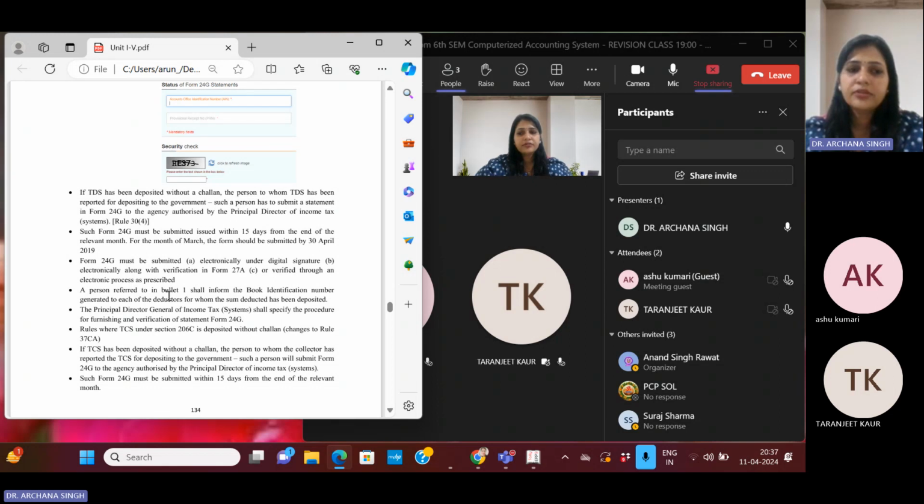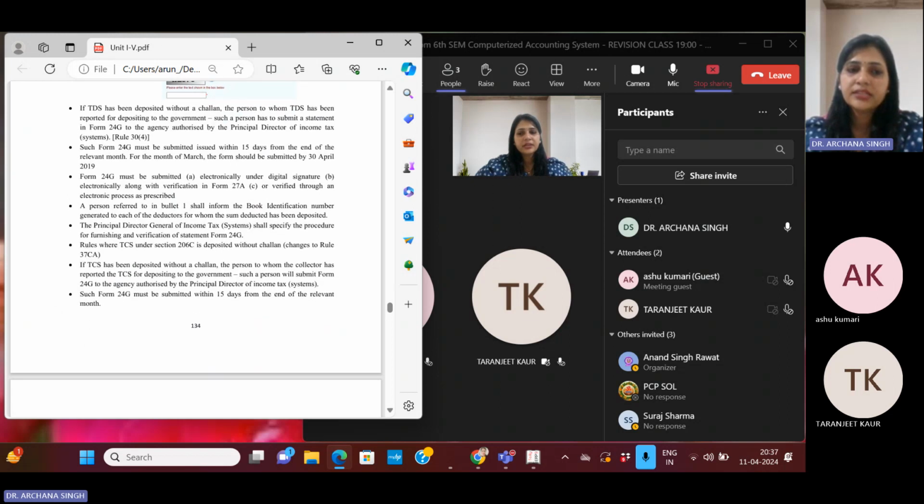Then जो person referred to in bullet 1 shall inform the book identification number generated to each of the deductors from whom some deduction has been deposited. इसके अलावा जो प्रिंसिपल डायरेक्टर है इनकम टैक्स सिस्टम का वो स्पेसिफाई करेगा जो भी प्रोसीजर है उसको वेरीफाई करने का, कंप्लीट करने का स्टेटमेंट 24G का.